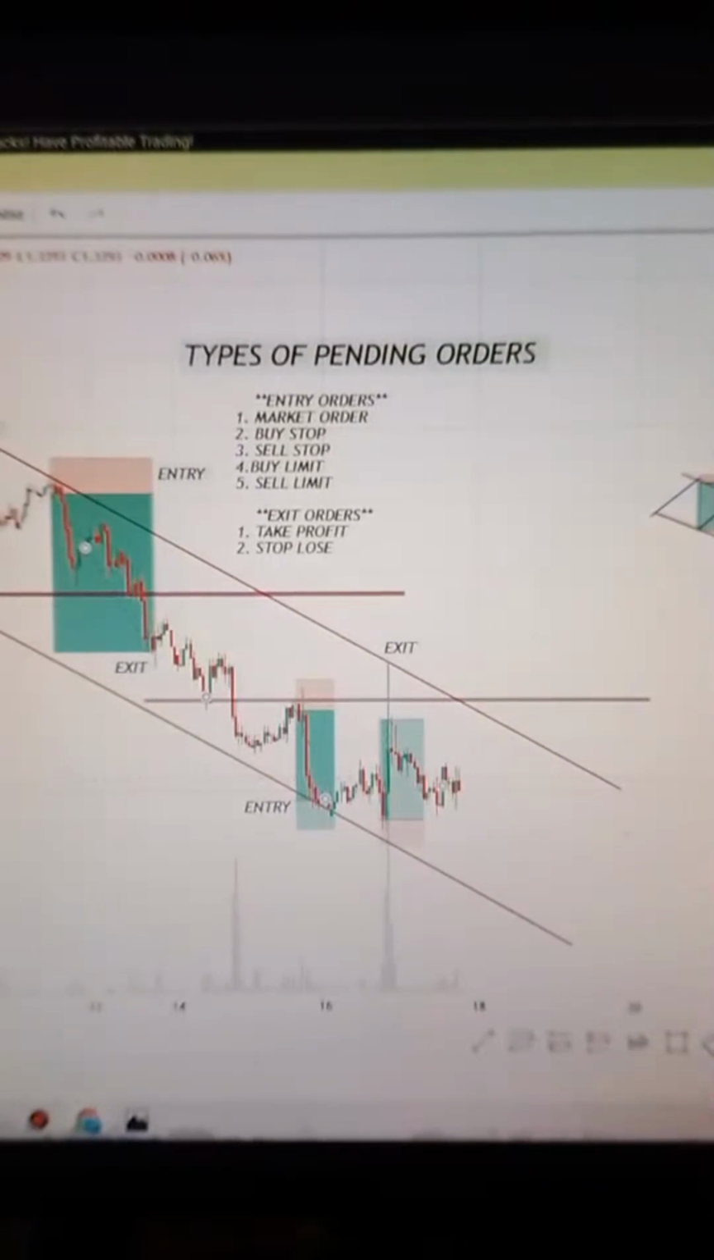Today I want to talk about types of orders, types of pending orders. These pending orders are orders that can help you know when to enter or exit your trade.